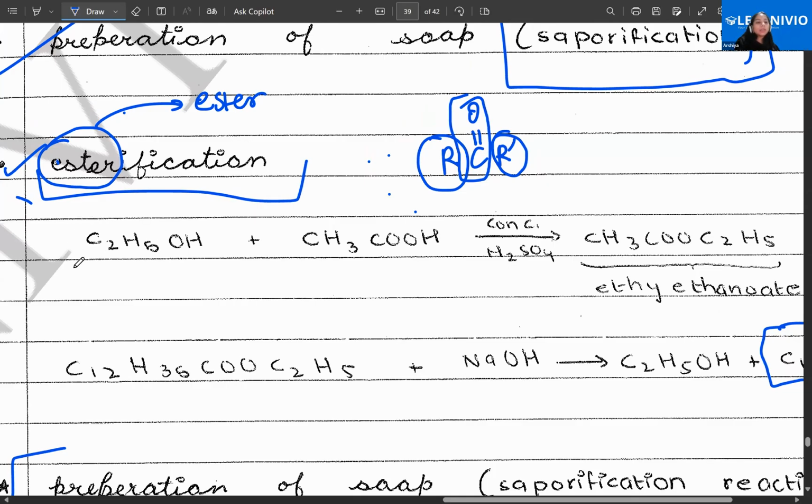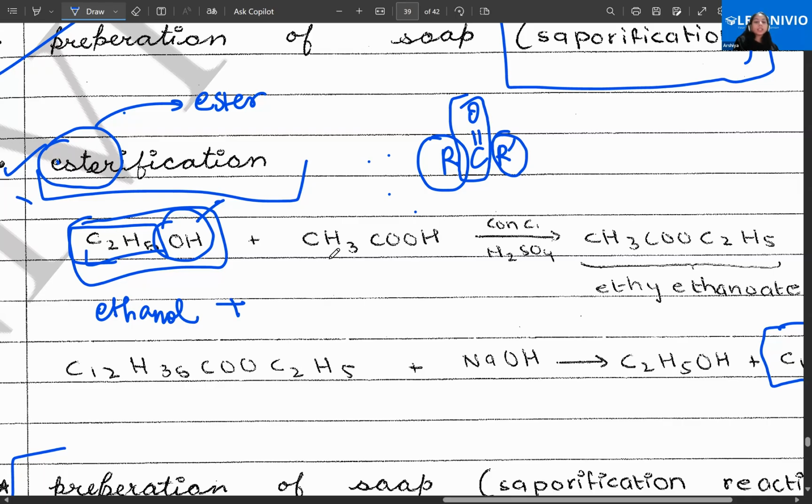Can you tell me what this is? Ethyl. So C2H5 is ethyl. And we also have OH, right? This is an alcohol functional group. So what is this? Ethanol. Yes, very good. So this is ethanol. And what is the second compound? Ethanoic acid, because we have two carbons and OH. So ethanol and ethanoic acid.